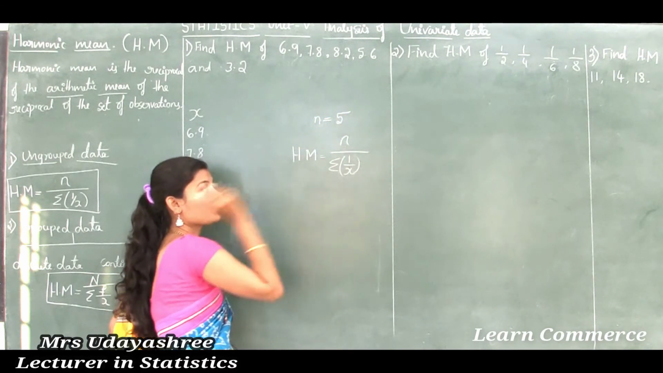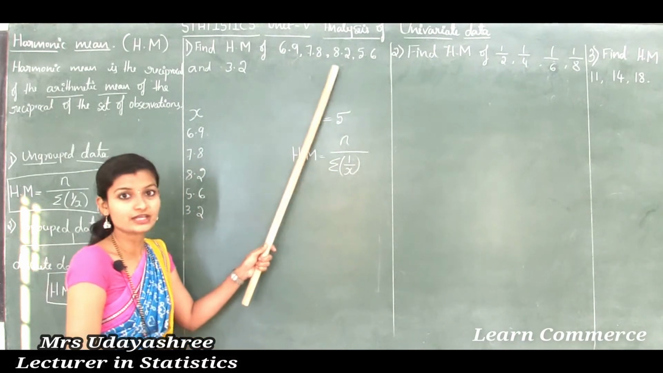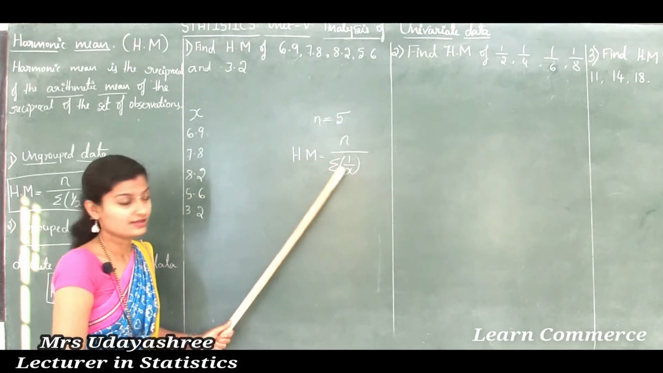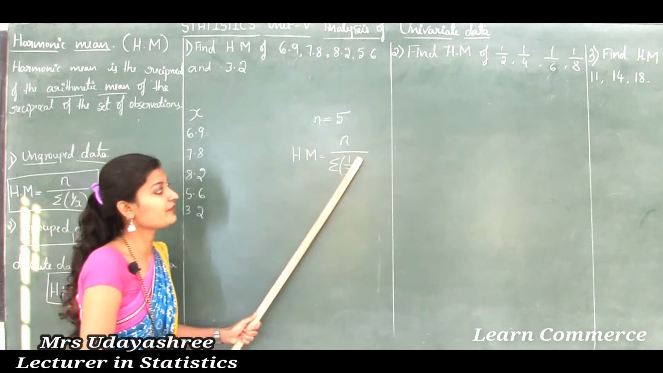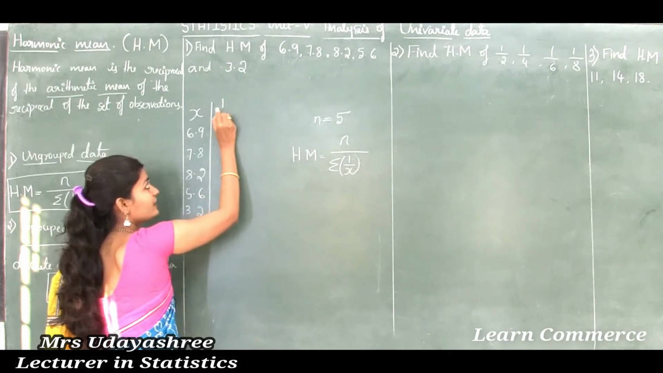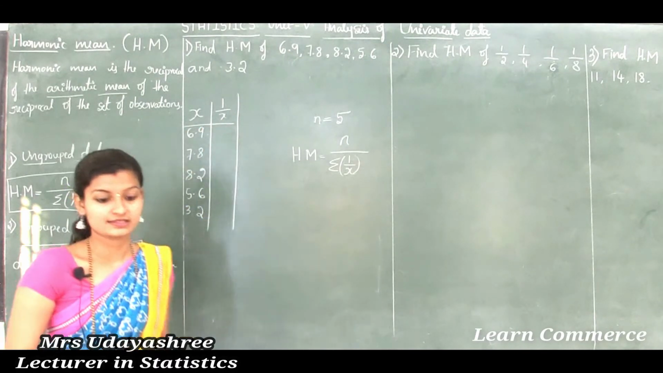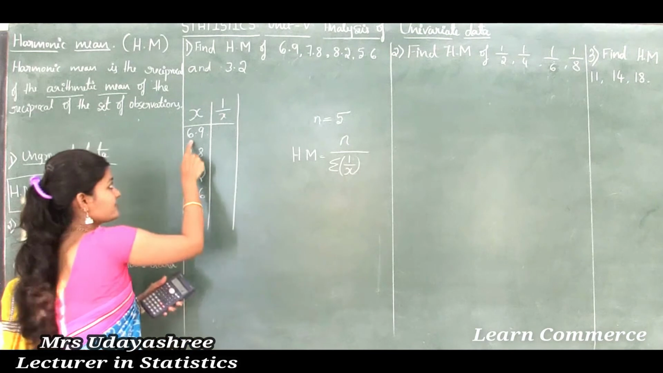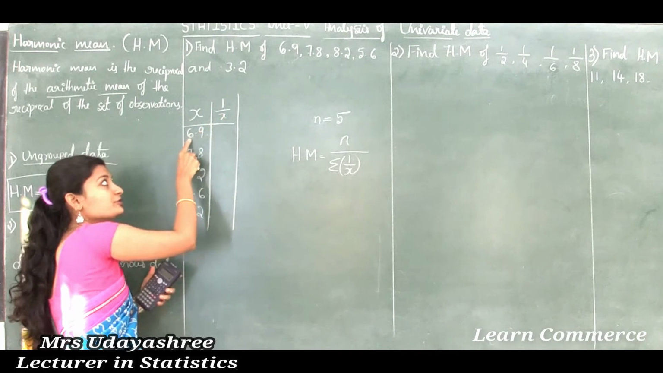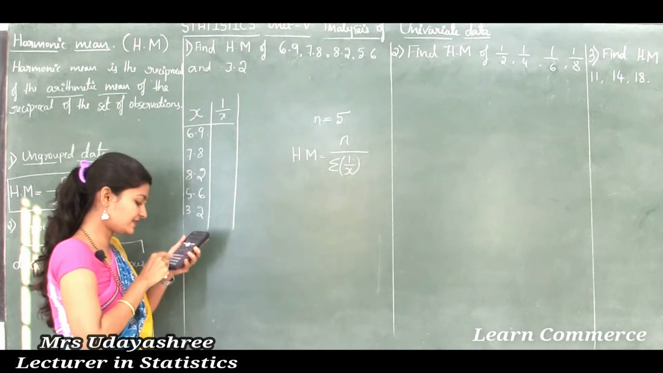So here we found small letter n, and to calculate harmonic mean in case of ungrouped data, we need 1 by x, then we can find the sum of 1 by x. So next column is 1 by x. Here x observation is 6.9, so in the place of x we substitute 6.9, that is 1 by 6.9.